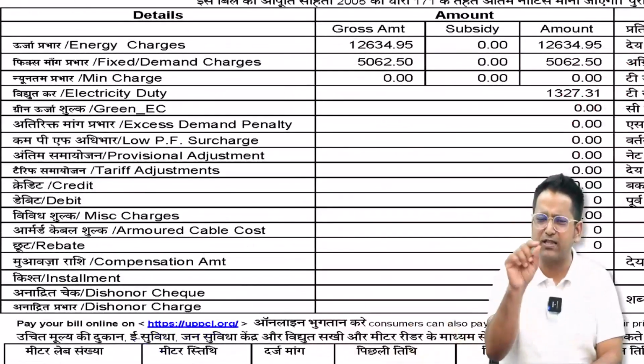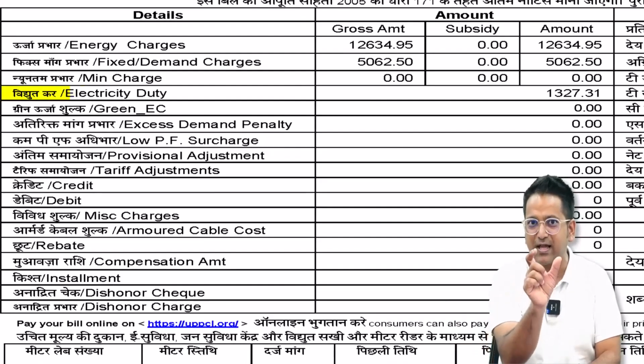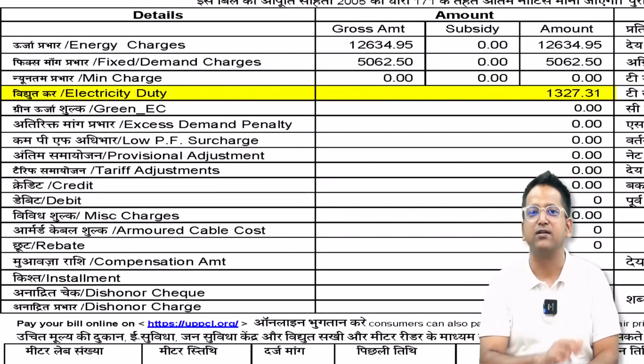Electricity duty. Have you ever checked your electricity bill? If you haven't seen it, check it today because we will do everything very practically. When you look at your electricity bill, the bill shows how much you have to pay. Below that, there is something called electricity duty. Government is taking tax.